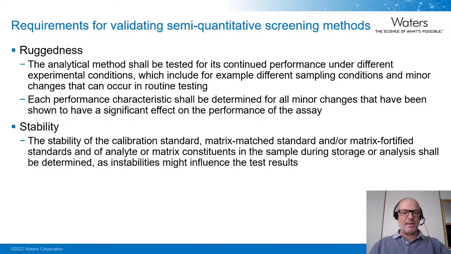And then the second thing that is the same as we saw for confirmation is stability. And again, I'm not going to go into a huge amount of detail in this. The stability of various aspects, the calibration standard, any matrix match standards, any spike standards, or any of the analytes in the matrix needs to be checked during storage or analysis. And again, the document does give some details, but we covered this earlier on.